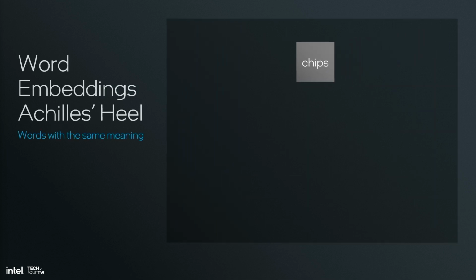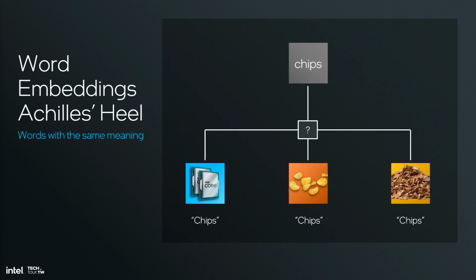But we know that the problem we have is that chips by itself is ambiguous. Chips can mean a lot of different things. Chips can mean, of course, Intel chips. But chips can also mean potato chips. And chips can also mean chips of wood. So the problem we've always had in AI is how do you determine the meaning of a word? And you can't do that by the word alone.